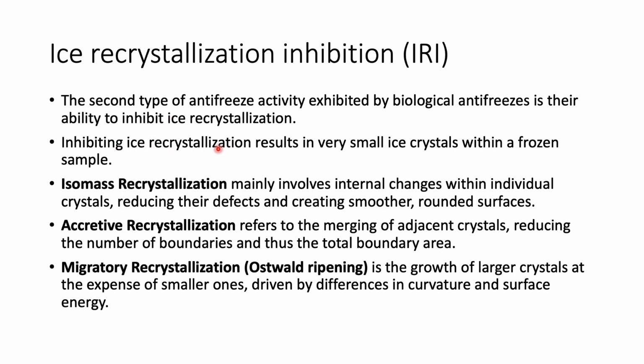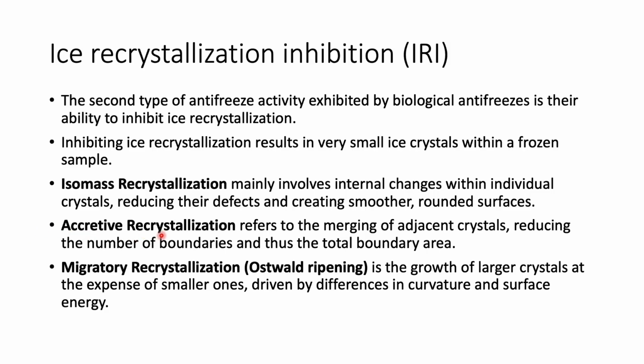Inhibiting the ice recrystallization results in small ice crystals within a frozen sample. One is called isomass recrystallization. This mainly involves internal changes within the individual crystals, reducing their defects and creating smoother rounded surfaces. So rather than the crystal, they form like a globular type of material. The second one is accretive recrystallization. This refers to the merging of adjacent crystals, reducing the number of boundaries and thus the total boundary area.